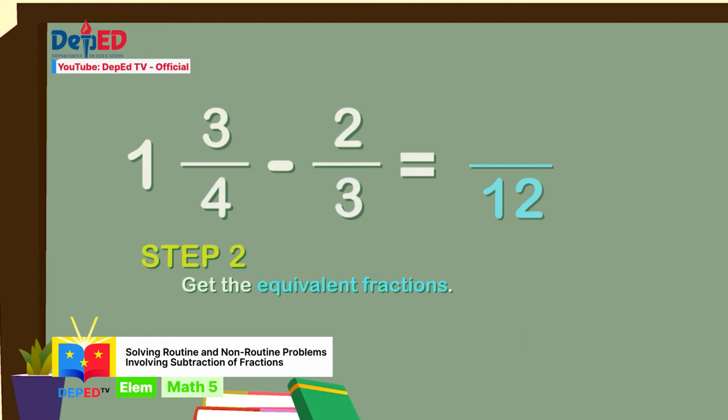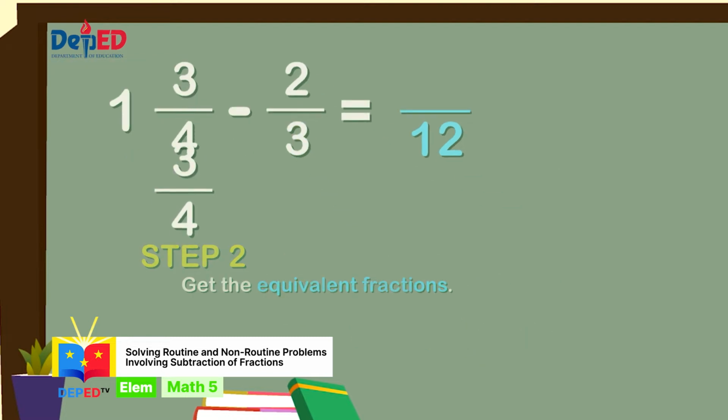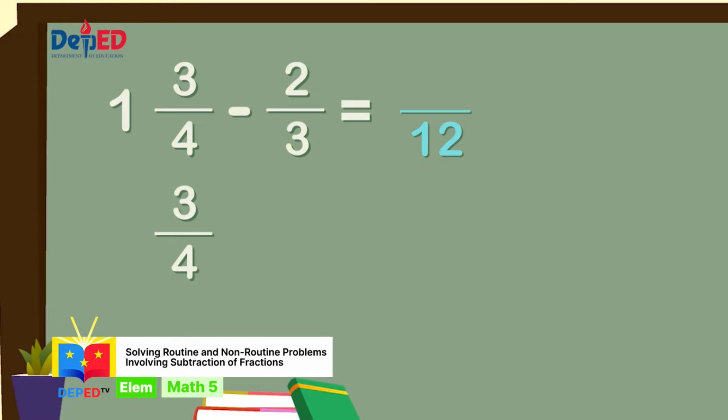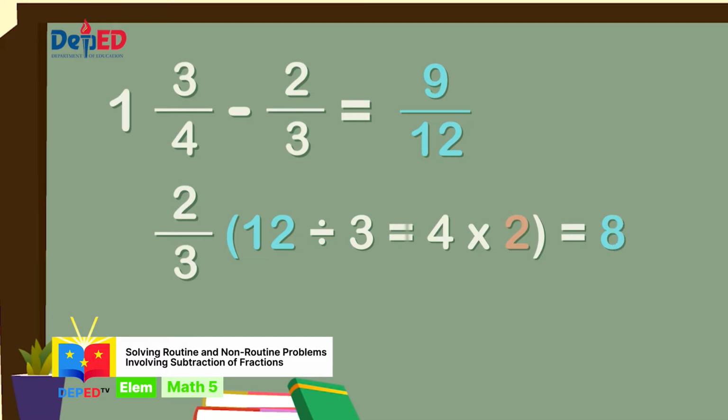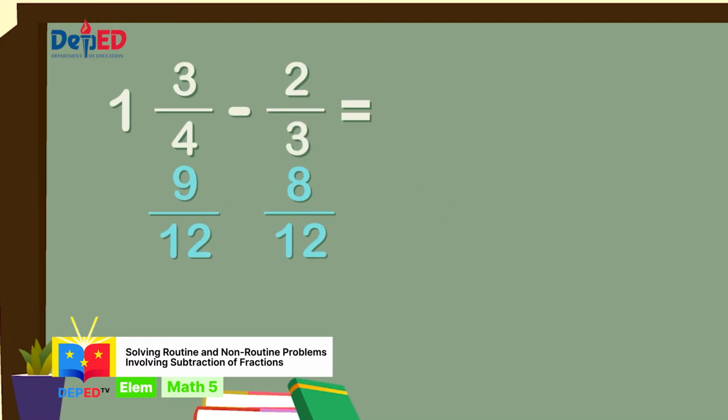Step 2. Get the equivalent fractions. Let's begin with 3/4. Divide the LCD by the denominator and multiply the quotient to the numerator. 12 divided by 4 equals 3 times 3 equals 9. Now, let's rename 2/3. 12 divided by 3 equals 4 times 2 equals 8. Next step is to simply copy the LCD. This time, we have similar fractions. 1 and 9 twelfths minus 8 twelfths equals n.